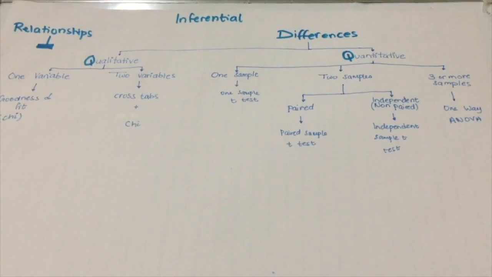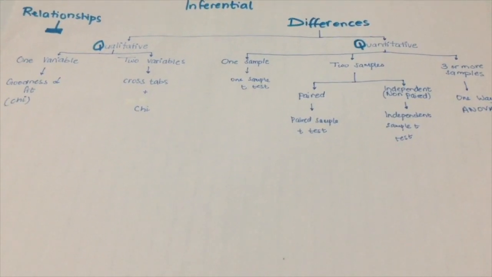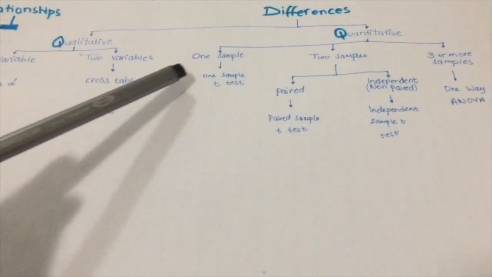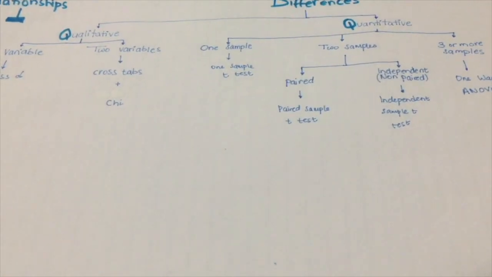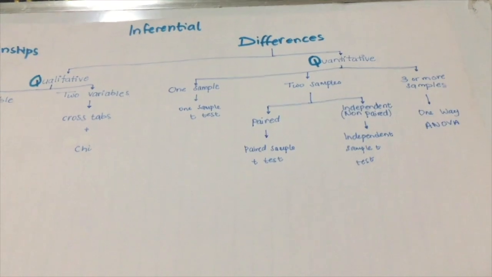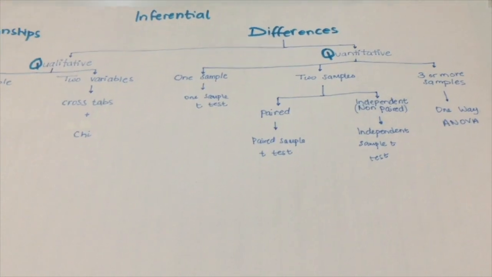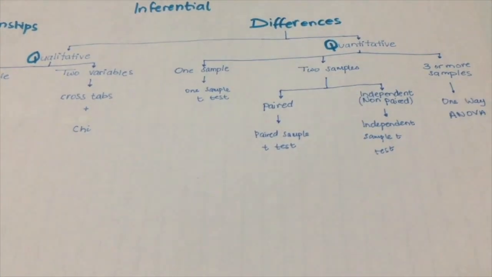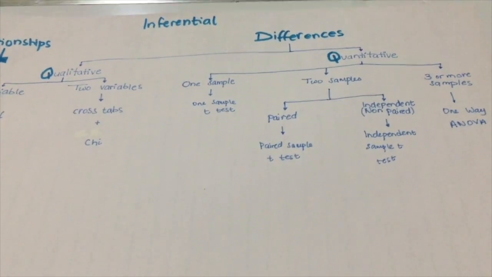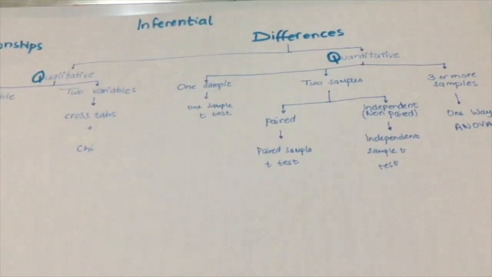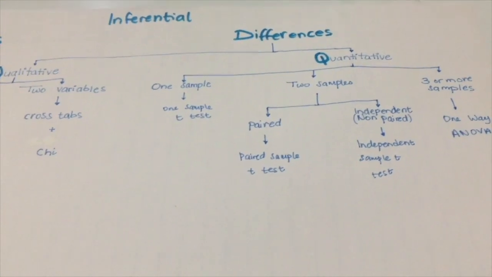Okay, so now we're going to be talking about the quantitative. When it comes to quantitative, I'm going to start by talking about the 1 sample. If there is only 1 sample, we do a 1 sample t-test. That's very simple, that's it. Now when it comes to 2 samples or 3 or more, there's something you need to take into consideration. When we talked about relationships last time, we said that both the variables or the samples have to be the exact same type, either both quantitative or both qualitative. But when it comes to differences, that's not the case. When it comes to differences, only one of them has to be quantitative.